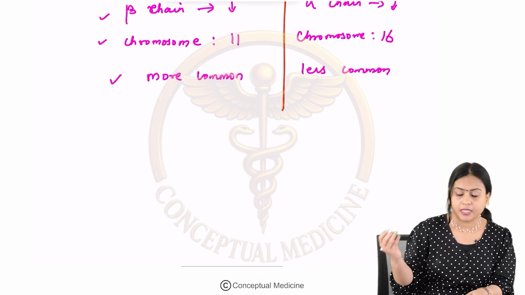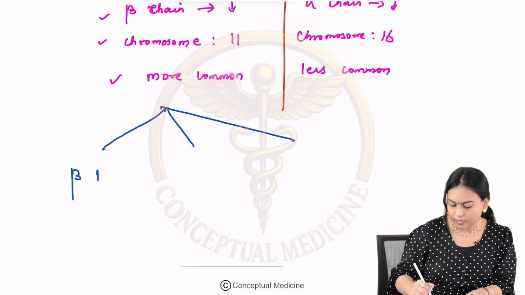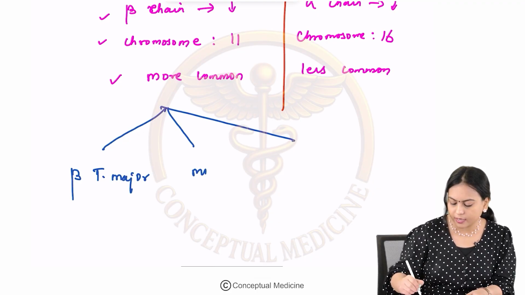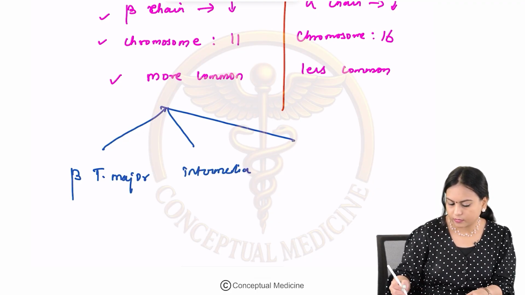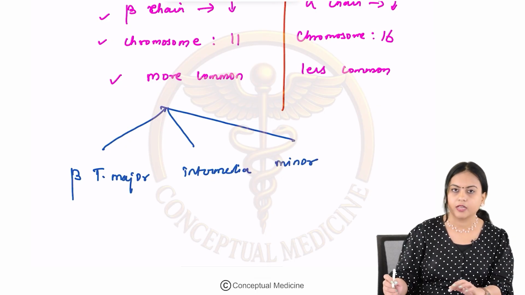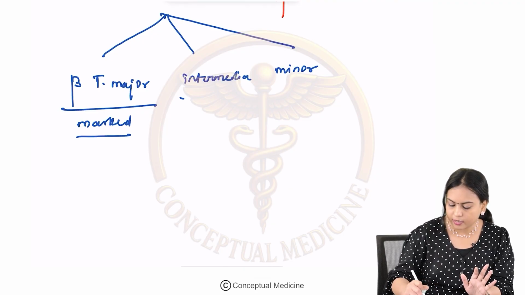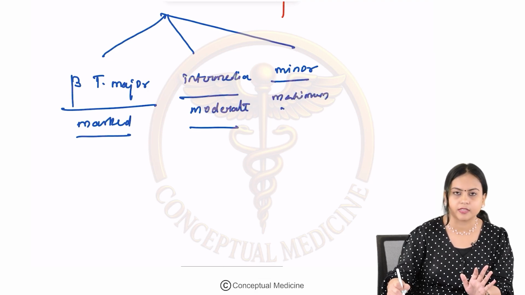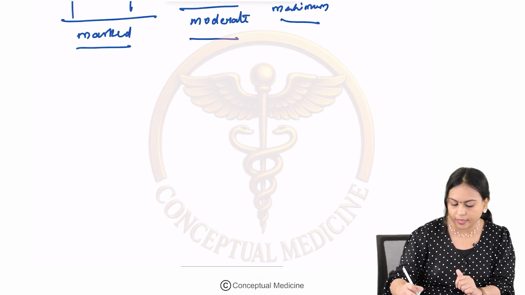Again, beta thalassemia is divided into three types, namely beta thalassemia major, intermedia and minor. Minor simply means there is marked reduction of the beta chain synthesis. In intermedia, the level of beta chain synthesis is moderately reduced, and in major there is a maximum reduction in the beta chain synthesis. Right. And similarly, alpha thalassemia is also divided into four types.